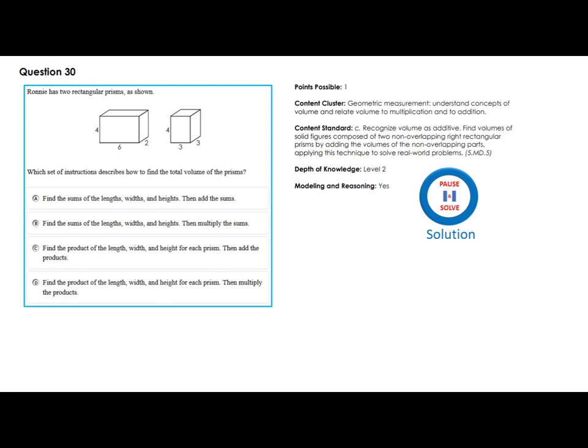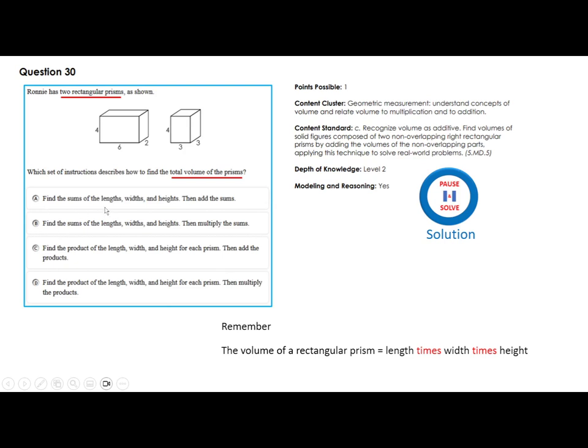Ronnie has 2 rectangular prisms as shown. Which set of instructions describes how to find the total volume of the prisms, meaning adding the two volumes? Remember, the volume of a rectangular prism is length times width times height. So if you want to sum the volume here, you have to multiply 3 times 3 times 4, this one 2 times 6 times 4, and then you add them.